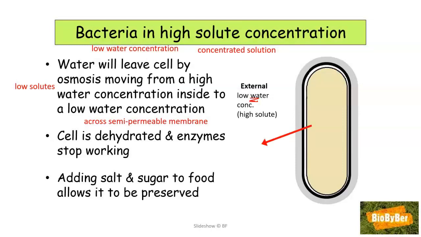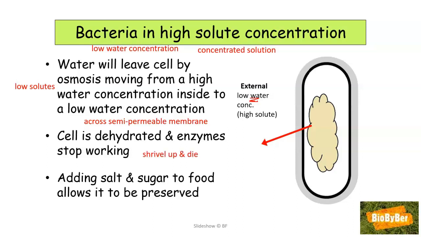The cell will therefore be dehydrated, and as a result, the enzymes will stop working, and this will have a knock-on effect on the growth of the bacteria and their reproduction, because the bacterial cells will shrivel up and die. Adding salt, which is also known as curing, and adding sugar to food therefore allows it to be preserved, because the bacterial cells are dehydrated, the enzymes stop working, and the bacterial cells stop growing.